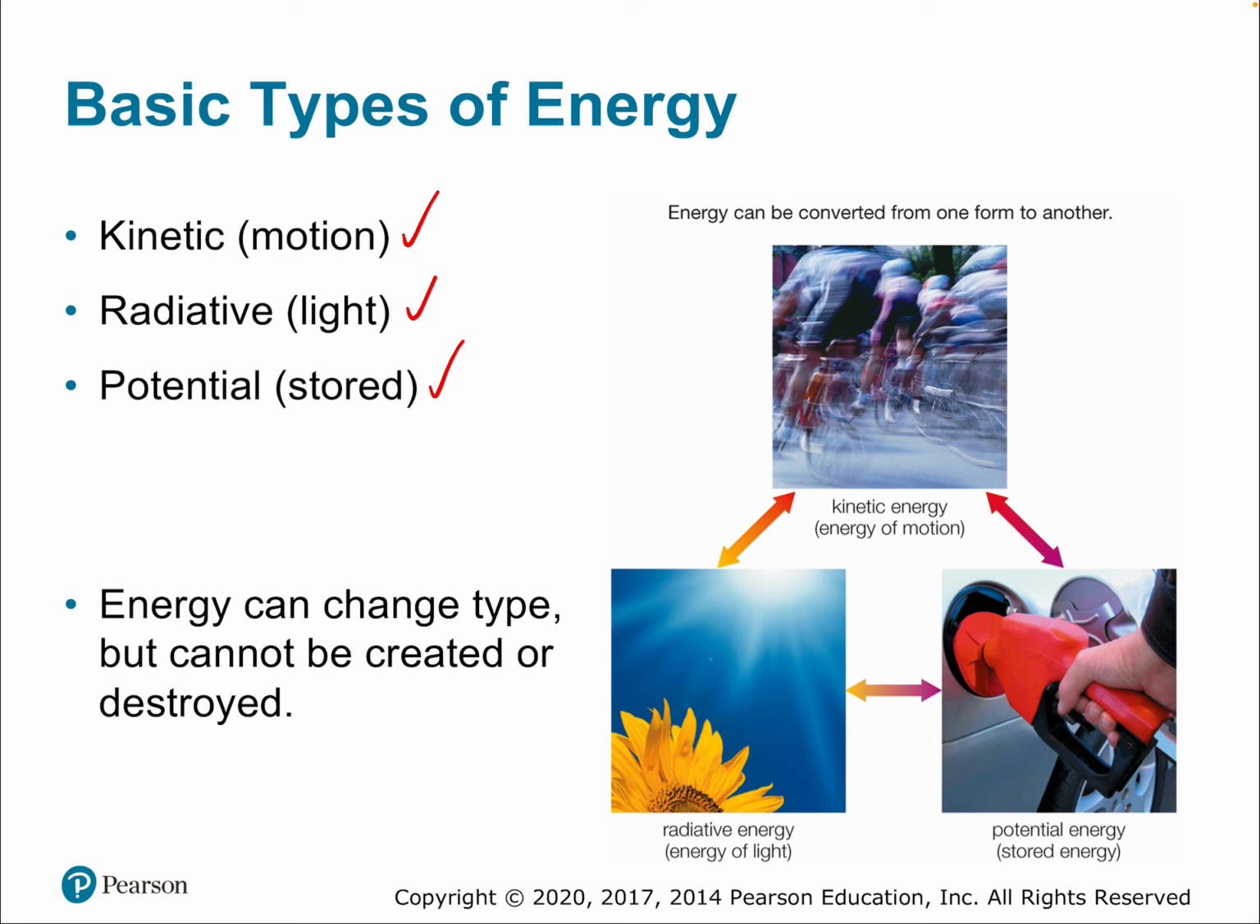There's even potential energy inside of atoms, like electrons have potential energy relative to the nucleus. Inside the nucleus, there's nuclear potential energy. So it's actually a very encompassing, expansive idea. Okay, so energy can change types, but can never be created or destroyed, right? So you can definitely shuffle around between kinetic, radiative, and potential, right?